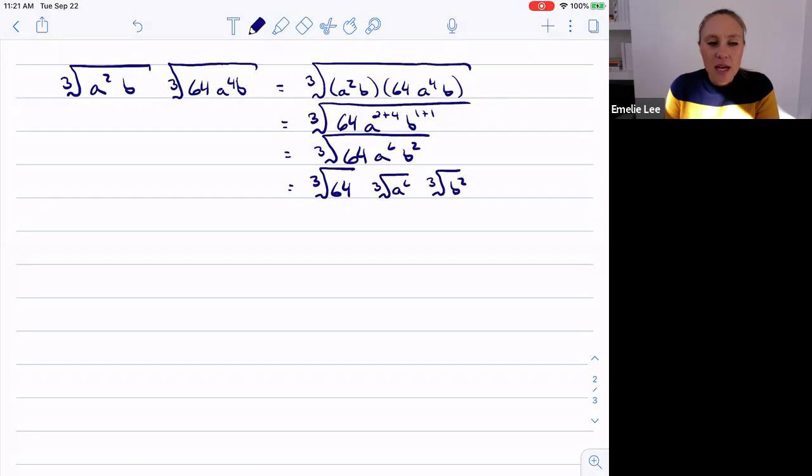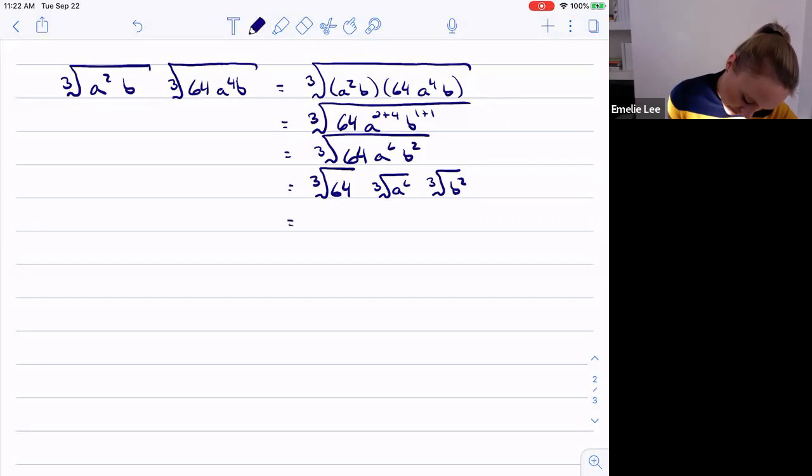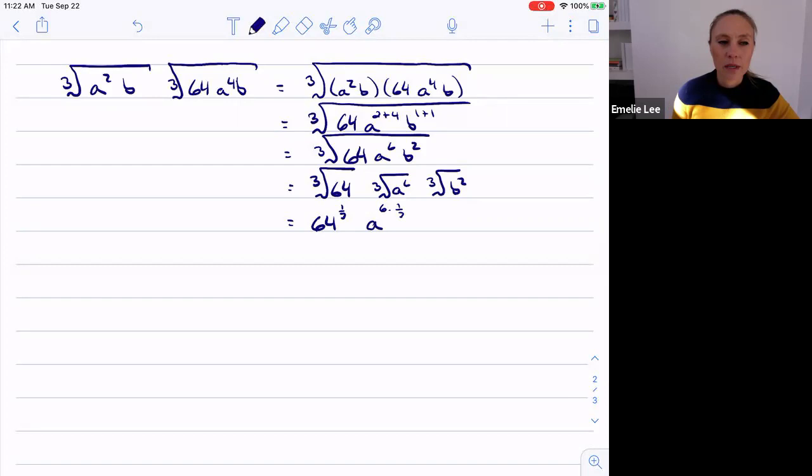Rewriting these third roots as fractions in the exponents is going to make it easier to see if I can simplify stuff, especially testing out the third root of 64 on our calculator. There is no third root button, so we're going to have to do 64 to the power of 1 over 3. So I'm just gonna write that out. 64 to the 1 over 3 times a to the 6 times 1 over 3. You could skip to just 2, right? 6 over 3 is 2.